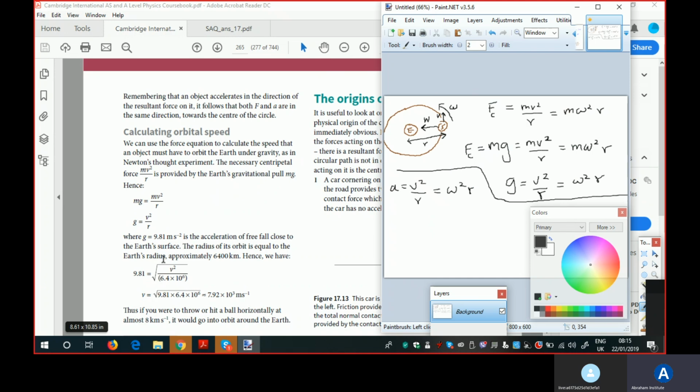And here they are telling you, now this is a different example. This is an object that is close to the Earth's surface. So that's why they have substituted the radius of the Earth here. But here I was talking about a satellite. So in this one, if something is close to the surface of the Earth, in order to make it go around the Earth in an orbit, they are finding what the speed should be. So the speed of the object should be this much. Thus, if you were to throw or hit a ball horizontally at almost 8 kilometers per second, it would go into orbit around the Earth. Any questions?